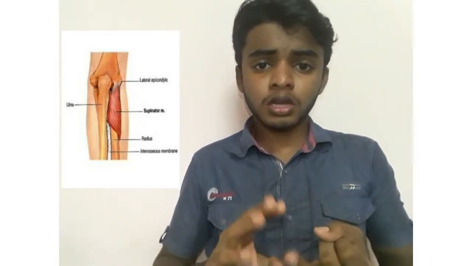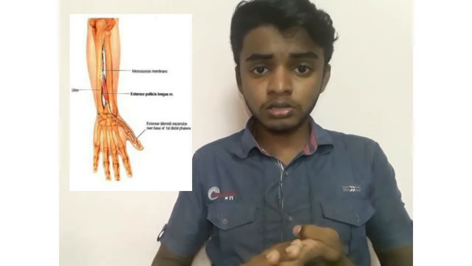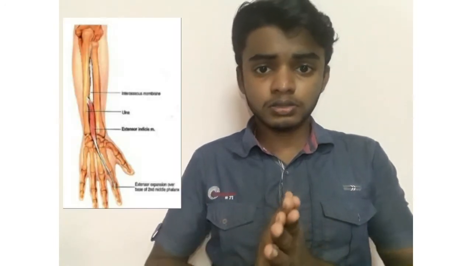Then come to the deep muscles of the extensor compartment of the forearm. The deep muscles are the muscles which are present below the superficial muscles, and there are 5 deep muscles in the extensor compartment of the forearm. The 5 deep muscles are the supinator, abductor pollicis longus, extensor pollicis brevis, extensor pollicis longus, and finally the extensor indicis.